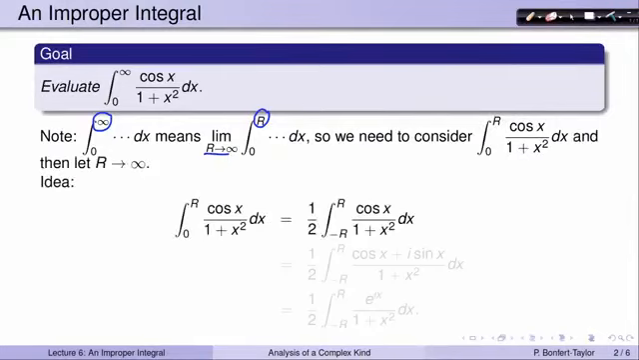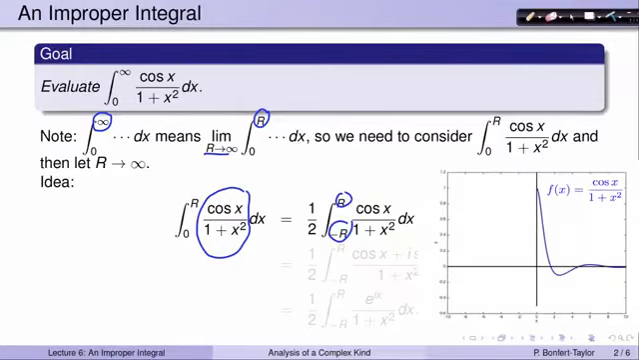Here's the next idea. The integral from 0 to r of this function cosine x over 1 plus x squared is half of the integral when we go from negative r to r. The reason is that the function cosine x over 1 plus x squared is an even function. Look at this picture. Here you can see the function from 0 to 10. The integral of this function is the area under the curve, where areas above the x-axis count as positive and areas below the x-axis count as negative.